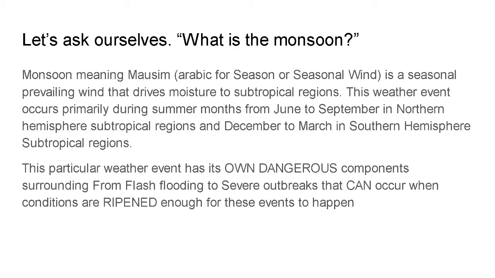The monsoon, meaning Mawsum, Arabic for season or seasonal wind, is a seasonal prevailing wind that drives moisture to subtropical regions. This weather event occurs primarily during the summer months from June to September in the northern hemisphere subtropical regions, and December to March in the southern hemisphere subtropical regions. This particular weather event has its own dangerous components, from flash flooding to severe outbreaks that can occur when conditions are ripened enough for these events to happen.